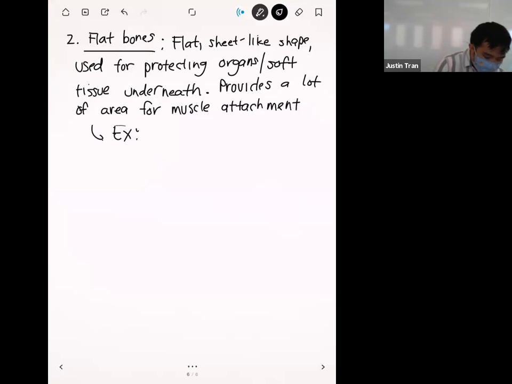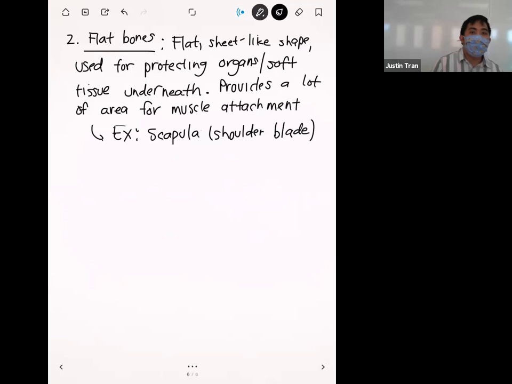Some examples that you'll see in your body. The one that I'll draw below here is your scapula. If you remember from before, your scapula is your shoulder blade bone. And your shoulder, we talked about before, is one of the ball and socket joints in your body. Because its motion is so complex, you can do lots of different things with your shoulder, you need a large surface area bone for all the muscles there to attach to.